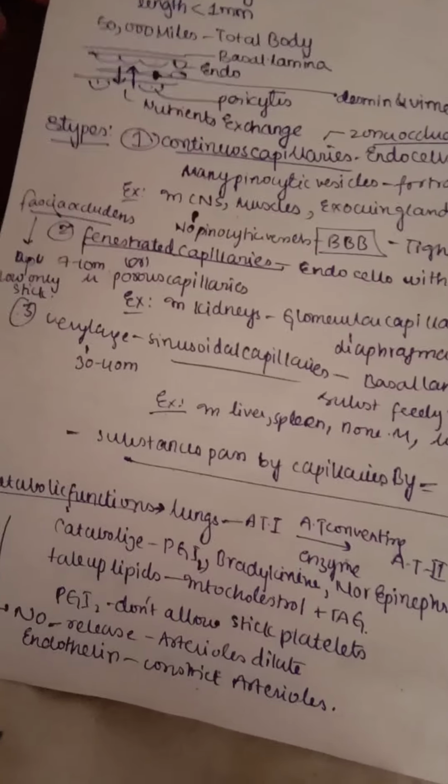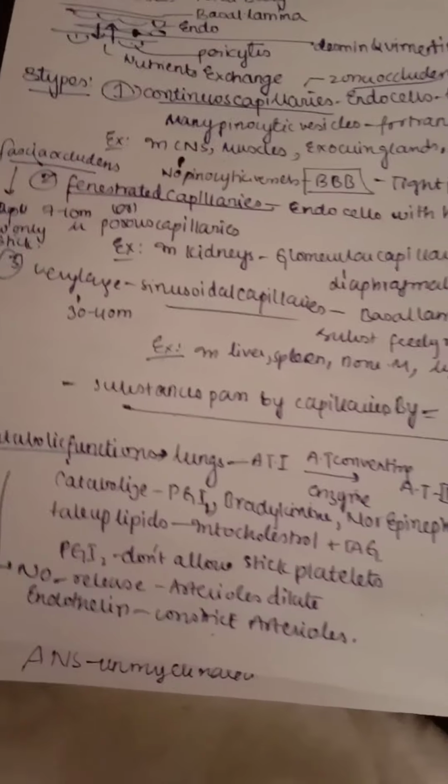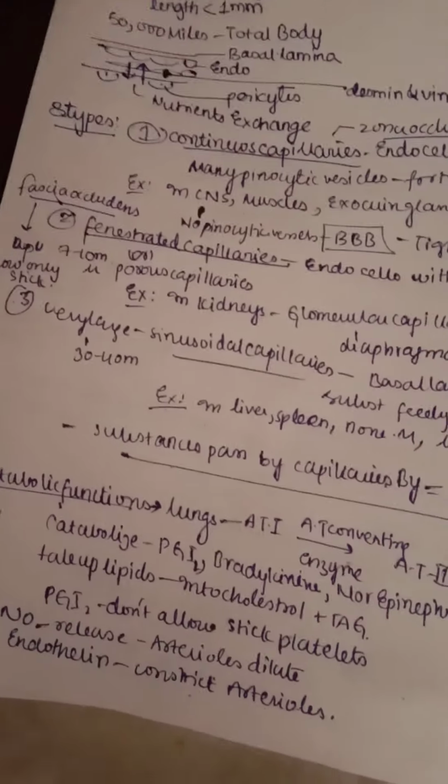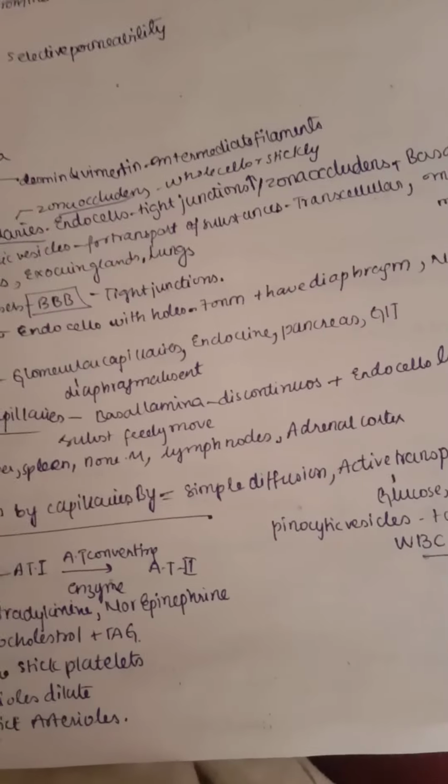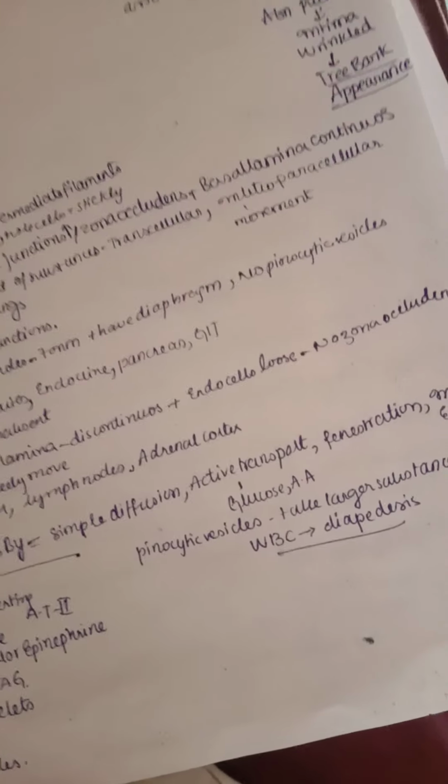And next come the sinusoidal capillaries, which are very large, having very large fenestrations or holes, that is 30 to 40 micrometers, and the basal lamina is discontinuous. But in continuous capillaries, the basal lamina is continuous. Here the basal lamina is discontinuous, and the endothelial cells are loose, that is, no zona occludens is present.